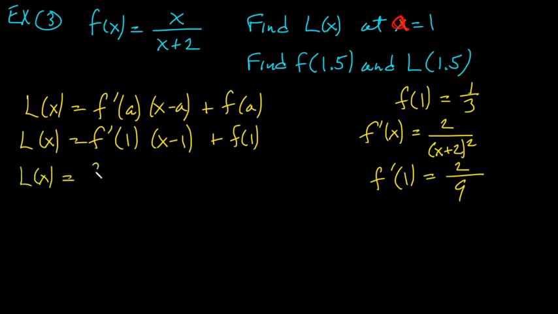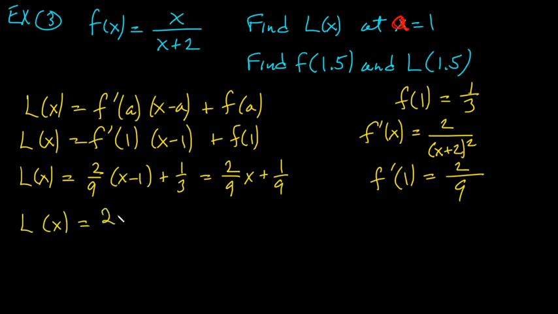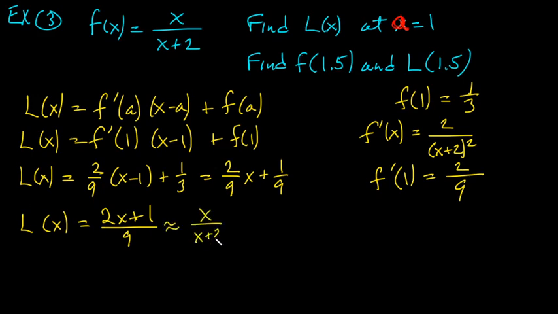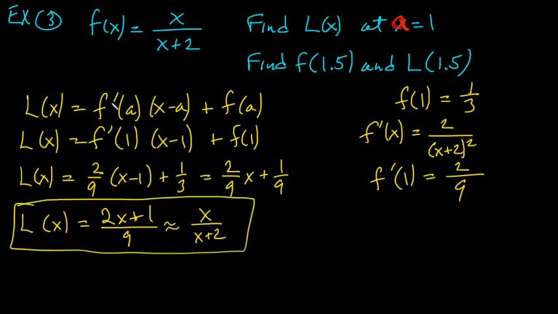So L of x is going to be 2 over 9 times x minus 1 plus 1/3. And expanding that out, you get 2 over 9 times x plus 1 over 9. Or maybe better yet, you can just write it as a single fraction: 2x plus 1 all over 9. Okay, so that is my linear approximation. Remember that this is going to approximate f of x, which is x over x plus 2.